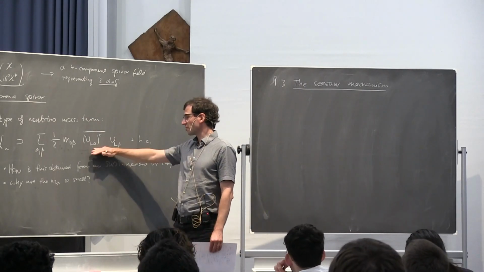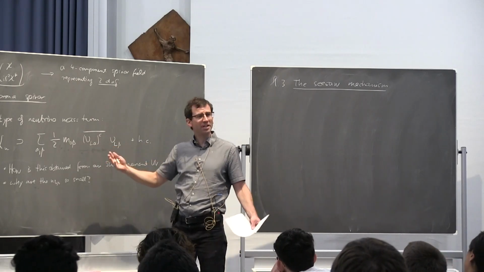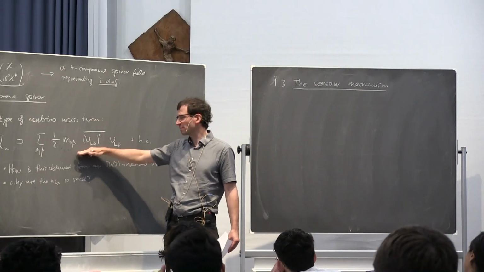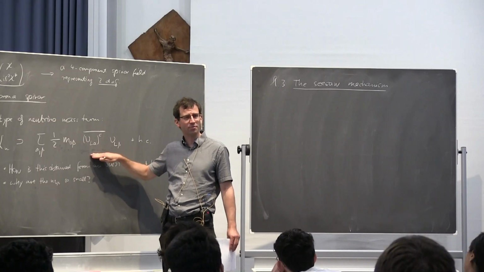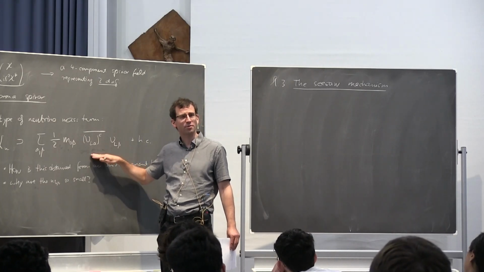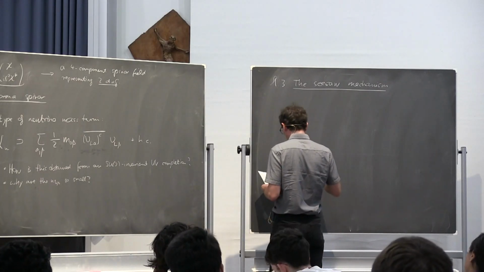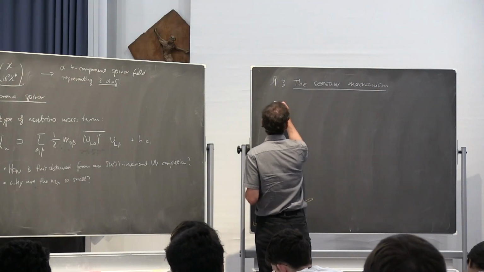So the starting point for the seesaw mechanism is, well, there is no free lunch, so we have to give up on one thing, and the thing we want to give up on is being so economic. So we are, in fact, going to introduce right-handed neutrinos after all. So we are going to introduce these extra degrees of freedom. But we're introducing them in a different way than for the Dirac mass term.